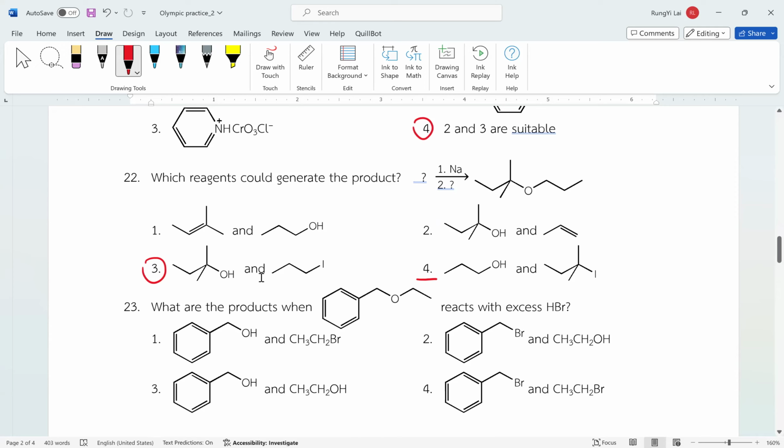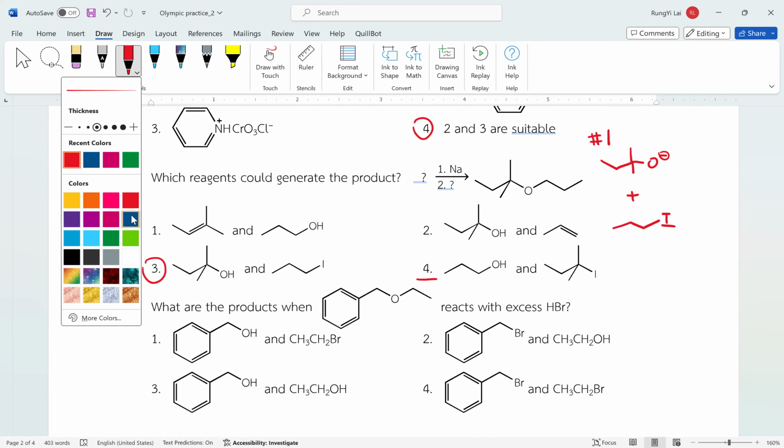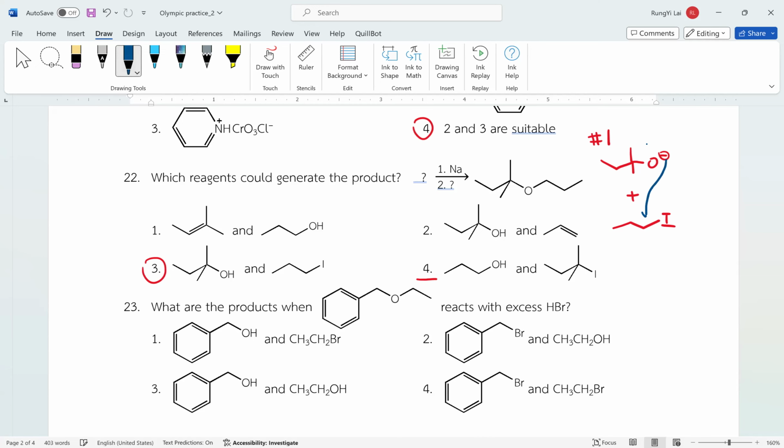So let's start with the correct answer. If you go with number 3, after the first step, your reagent will become this one, and then you let it react with a primary halide. So this one will undergo an SN2 reaction. So you are able to make this product.